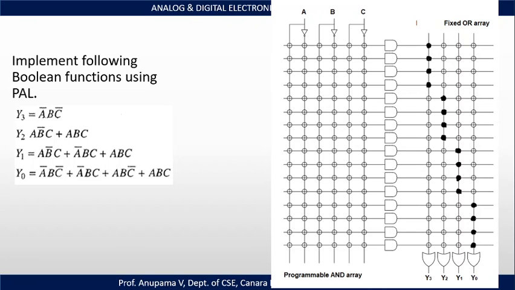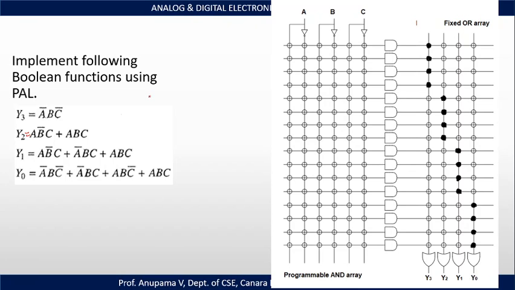Now implement the following Boolean functions using PAL. Y3 is equal to A bar B C bar, Y2 is equal to A B bar C plus ABC, Y1 is equal to A B bar C plus A bar B C plus A B C, Y0 is equal to A bar B C bar plus A bar B C plus A B C bar plus A B C.